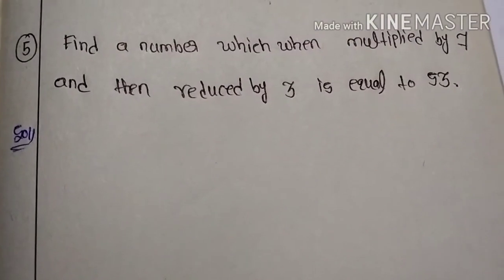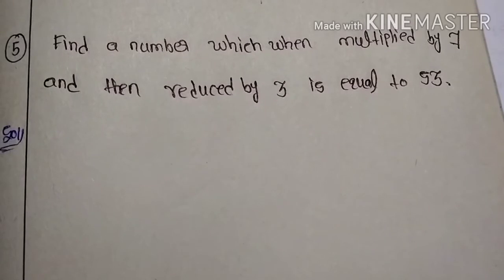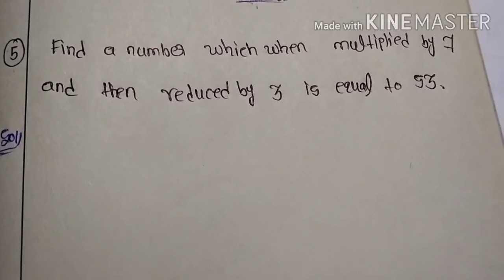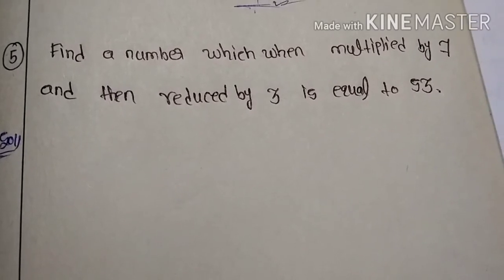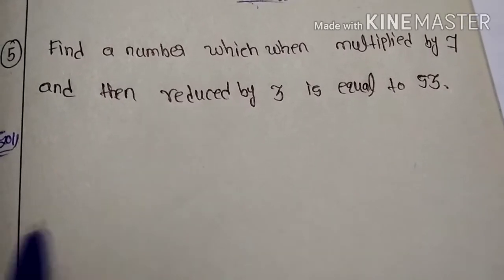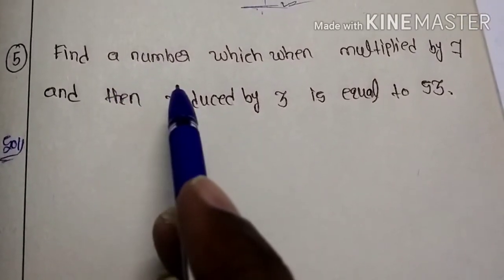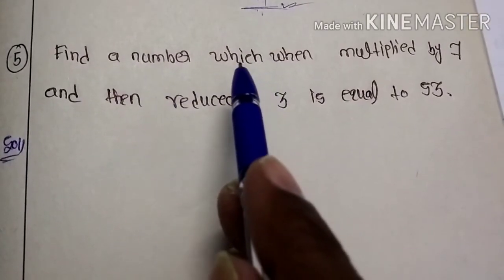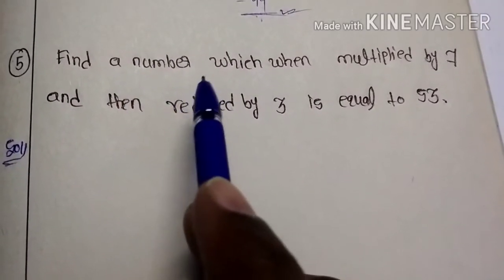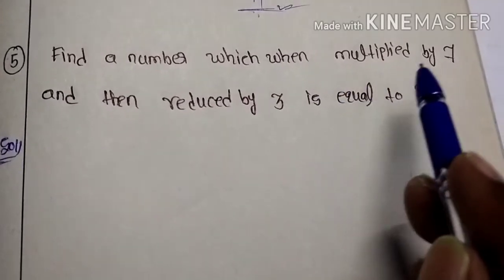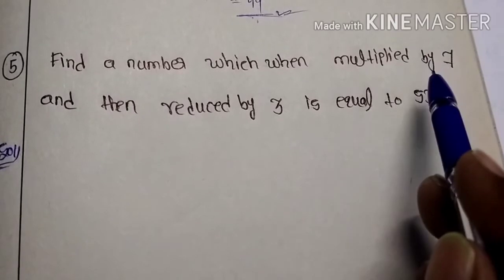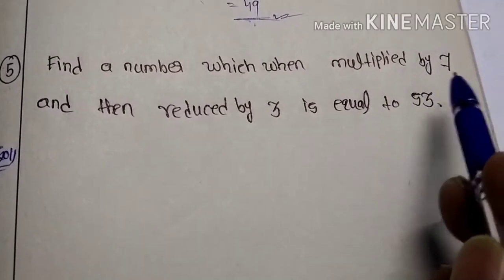See here, question number 5. Find a number which when multiplied by 7 and then reduced by 3 is equal to 53. Once again, read the question. Find a number, that means first of all you can assume the number to be x. See here, which when multiplied by 7 means 7 into x, 7x.